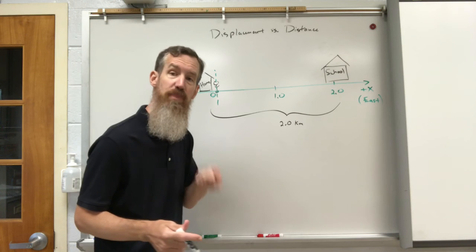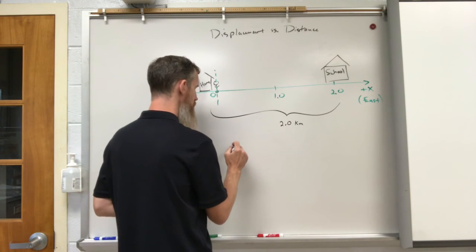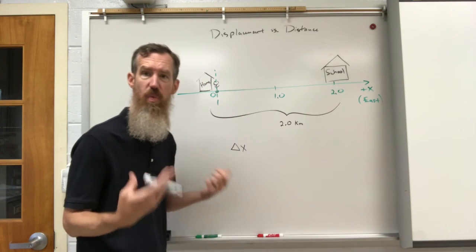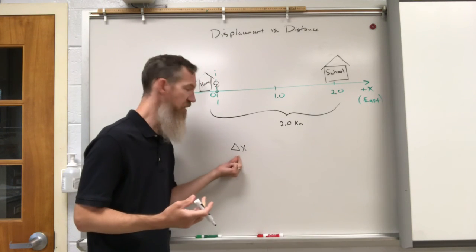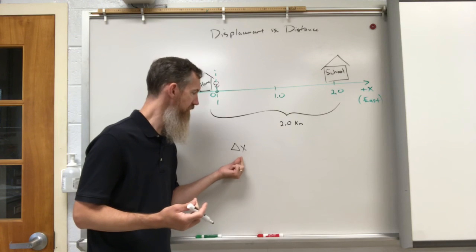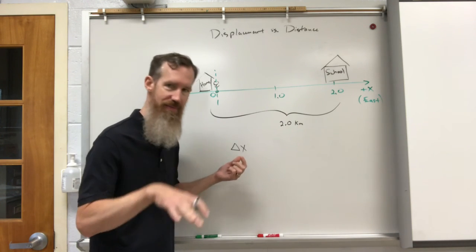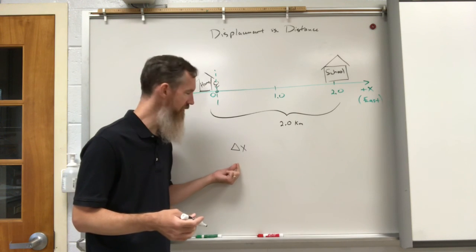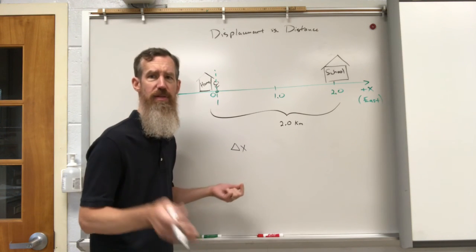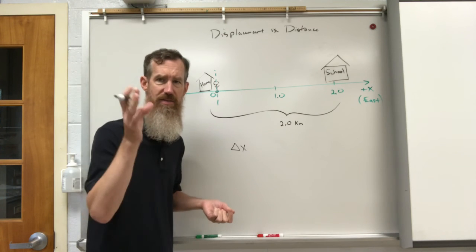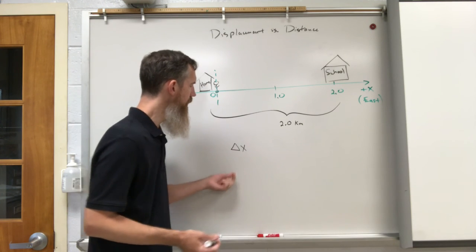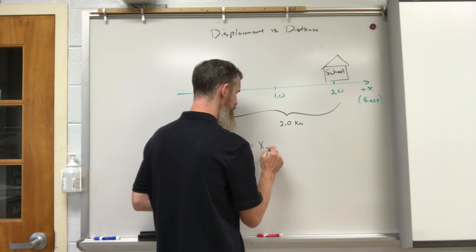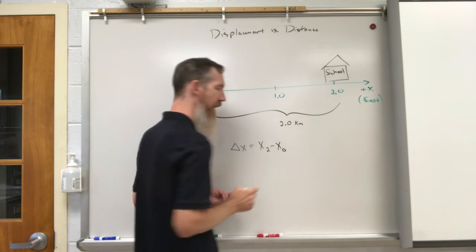The idea of displacement, which typically in physics is denoted as delta x or delta y, is a change in position. If you're moving sideways, it's typically x. If you're moving up and down, it's typically y. And that's defined as, well, what's my final spot minus my initial spot?